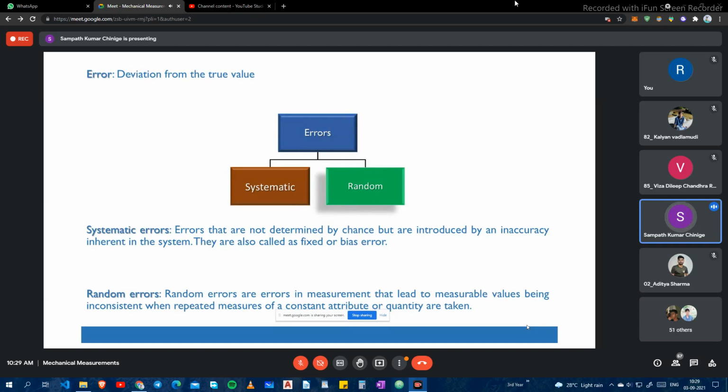Whereas for systematic errors, we have a logical understanding of why they are happening, and they are fixed. Wherever you do it, the same error will come. Such errors we call systematic errors. So any doubts in this, you can ask now. Is it clear?